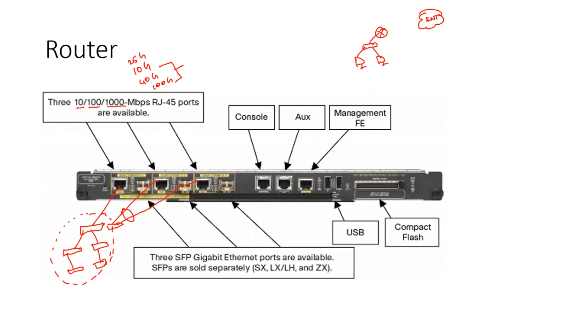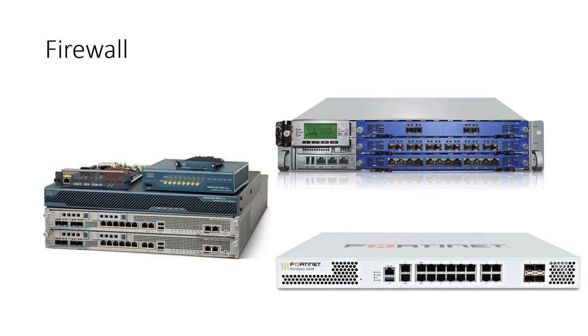So what do you need? You need a firewall device. This is a firewall. There are a lot of firewalls. The Cisco ASA firewall is there. We have Checkpoint firewalls. We have Fortinet. We have Palo Alto. A lot of other vendors are also there.